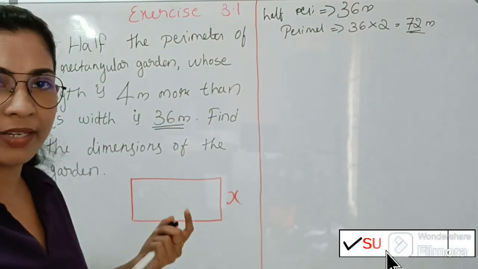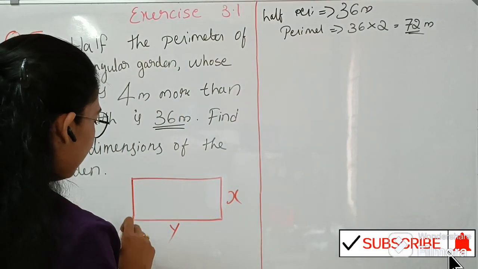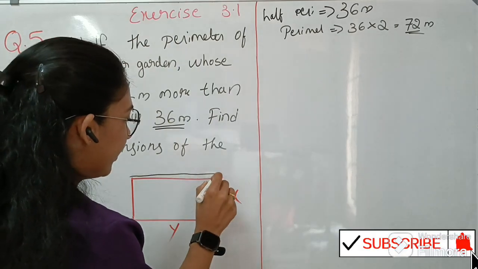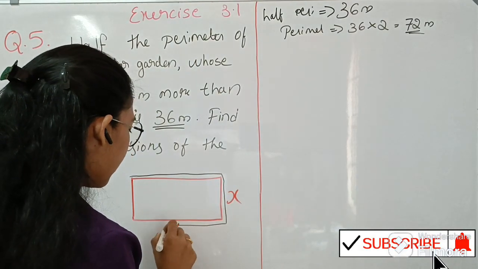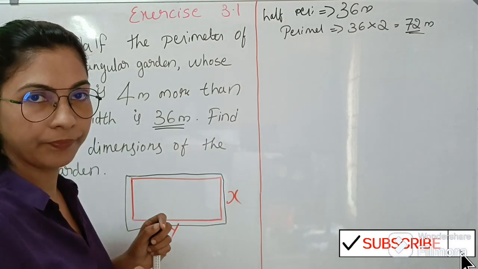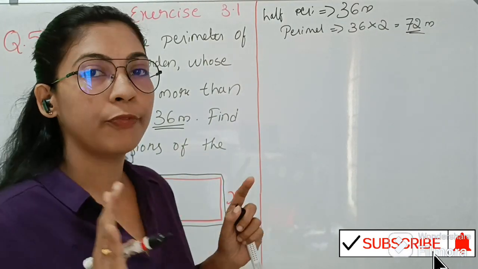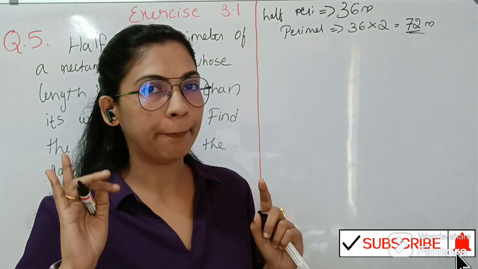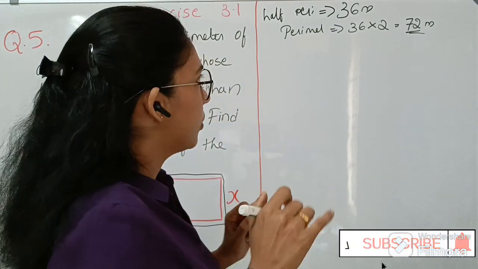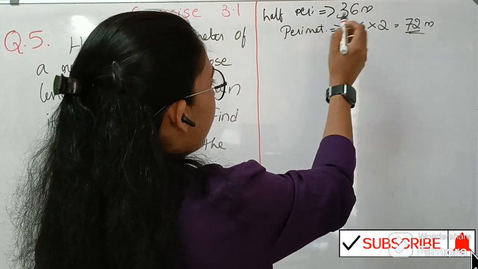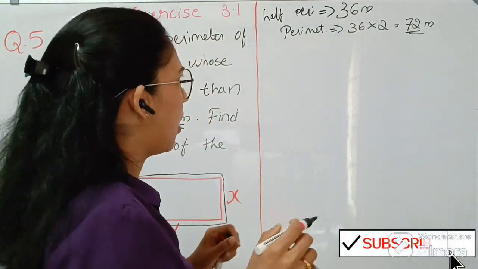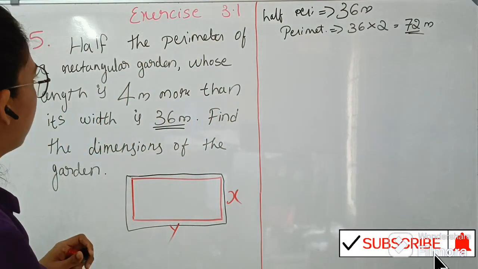Okay, what is perimeter? See, this is a rectangle and the sum of all these four sides is called the perimeter. Okay, the sum of all four sides of the rectangular garden is said to be the perimeter of the garden. Okay, so we get the perimeter as 72 meter. Is it clear? So now, what is the next hint?